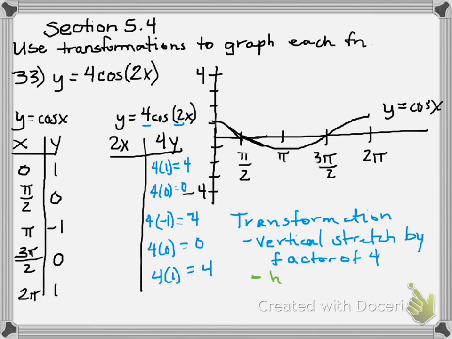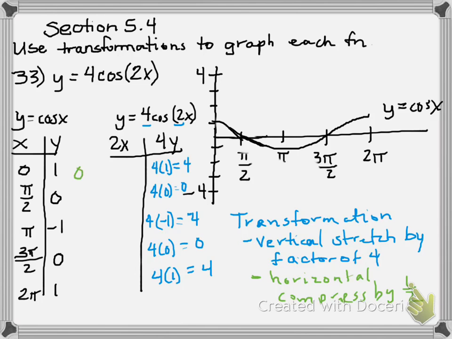It is a horizontal compression, which means it's going to get smaller, by 1/2. So dividing by 2 and multiplying by 1/2, that would be the same thing. So since dividing by 2 is the same thing as multiplying by 1/2, I'm going to multiply each one of my x values by 1/2.